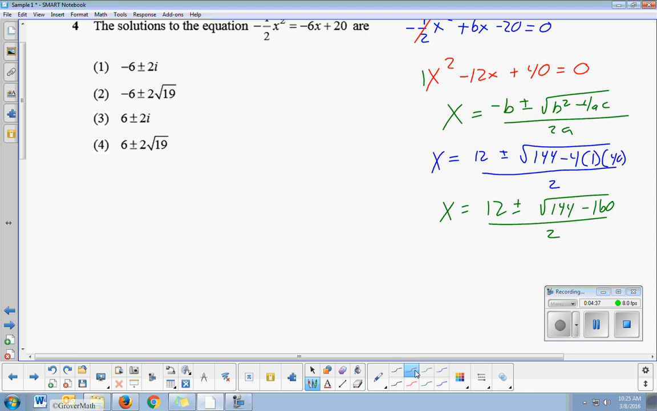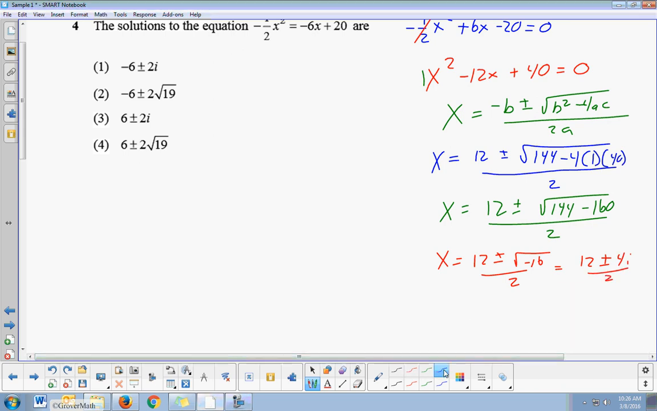And automatically right here, I'm realizing that this is going to be negative, and that means I'm going to come out to be something with an i. So that's kind of a clue right there as to what's going to happen. x equals 12 plus or minus, that is negative 16, over 2. That's 12 plus or minus the square root of negative 16 is 4i, over 2. And then I can divide everything here by 2 to get x equals 6 plus or minus 2i. And that is why our answer there is choice number 3.